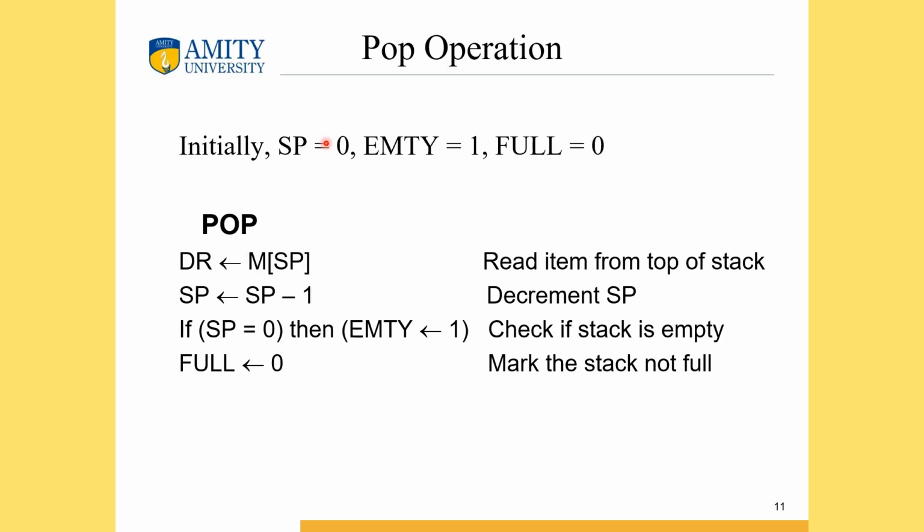For the pop operation, on the other hand, the stack pointer has, in this case we've shown 0, and the stack is empty and full is 0. So in order to pop an item, we are supposed to go to the memory address of the top of the stack, save it to the data register, and then decrement the stack pointer by 1. If the stack pointer is 0, then the stack is empty and empty will be set to 1.